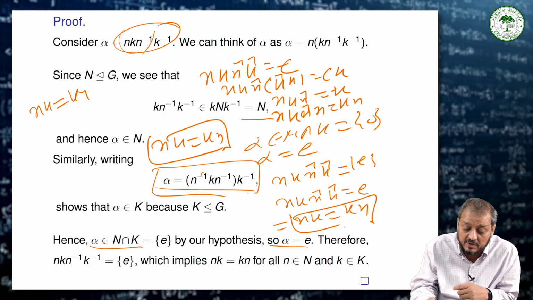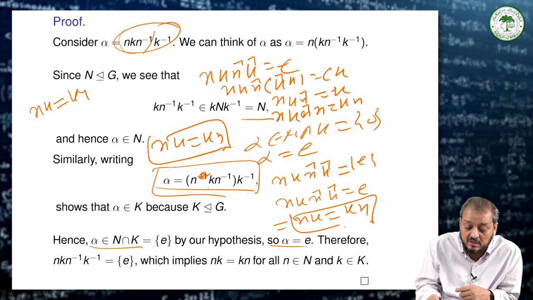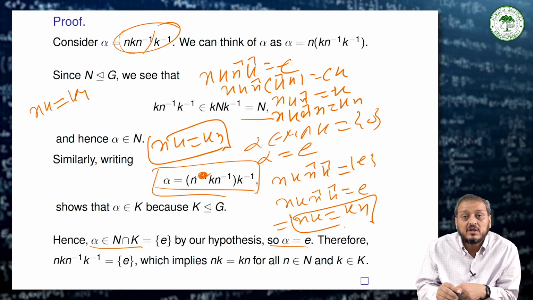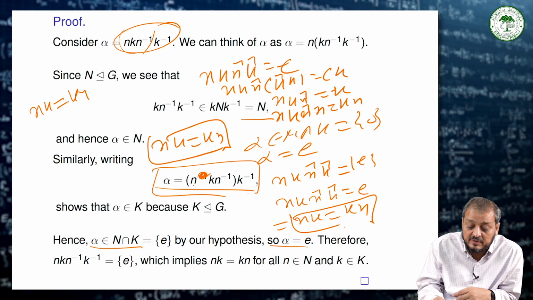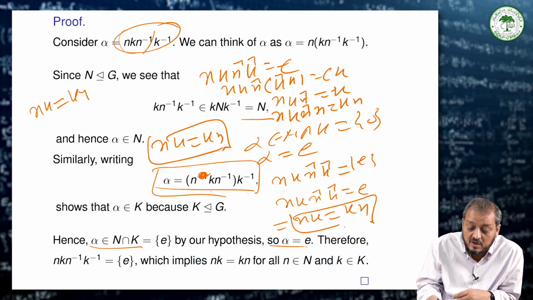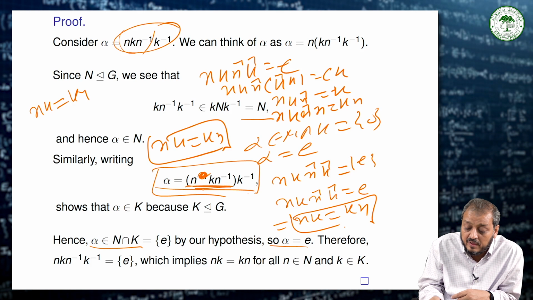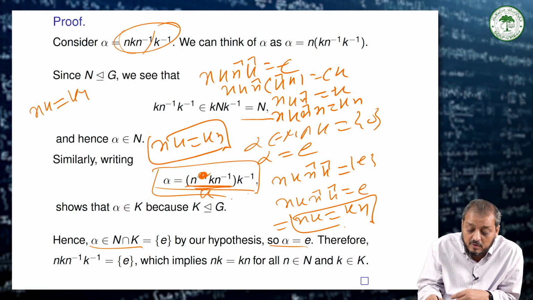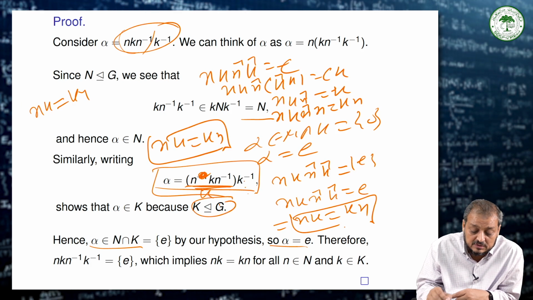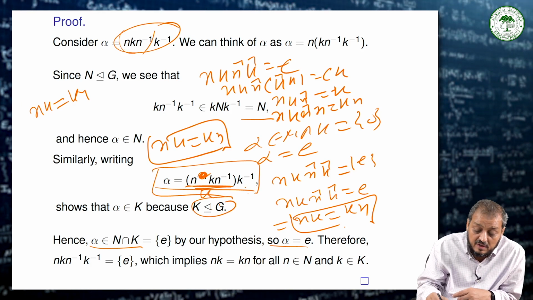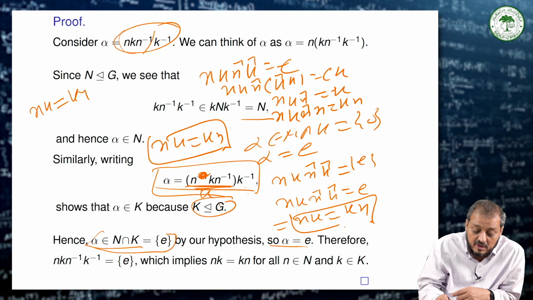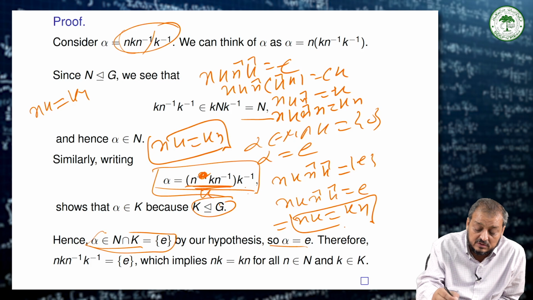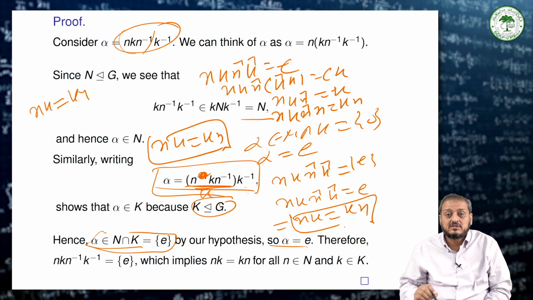Sorry, this is n k n inverse and k inverse, not the inverse. Okay, this is not the inverse. This alpha can be written as n k n inverse k inverse, and this is an element of K because K is normal. So this means we can say that alpha can be written in the form of the identity, and by this identity we can say that this is the same alpha, not a changed alpha.